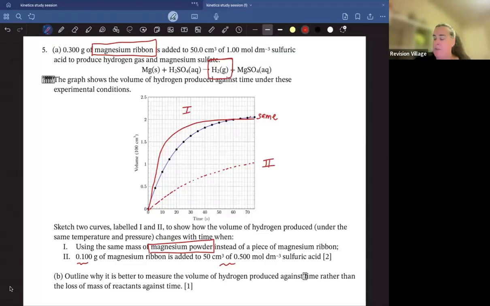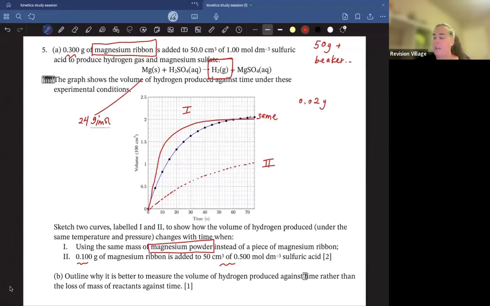The problem with trying to measure this one by mass is that this solution weighs at least 50 grams and it's in a beaker. And so we're talking about having 150 grams worth of stuff and it's going to lose hydrogen. Hydrogen is extremely light. The molar mass of magnesium is like 24 grams per mole. And we have 0.3 grams. So we have like a 100th of a mole. So we're going to make like a 100th of a mole of hydrogen, and a hundredth of a mole of hydrogen is going to have a mass of like 0.02 grams.